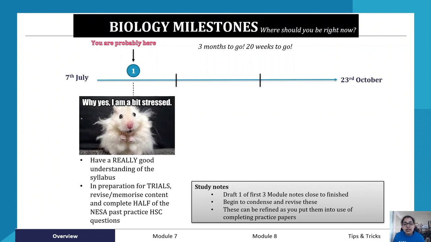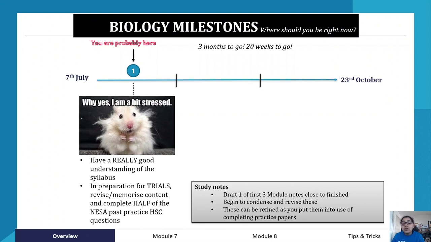In prep for the trials, revise and memorize content. Complete half of the NESA practice paper. So this is basically so that you can use 2 papers now and then 2 in the lead up to the HSC. You can obviously find lots of trial practice papers from other schools online as well, like past papers, so you can definitely check that out. But right now, it's about setting up that foundation for the trials and then ultimately for the HSC.